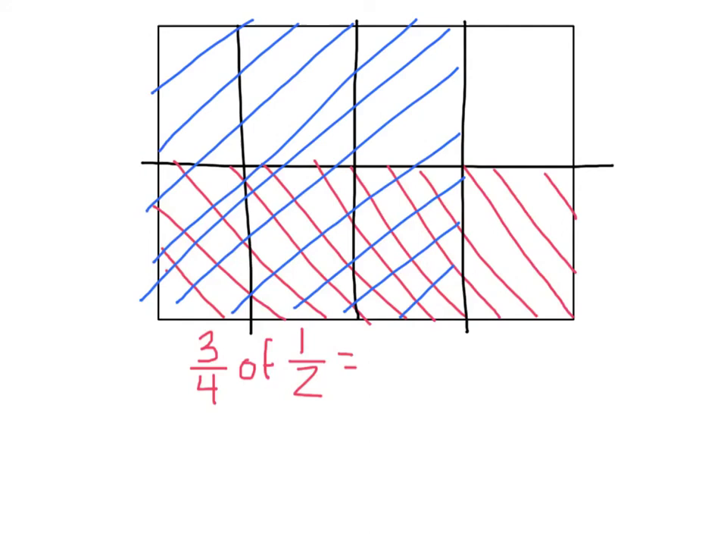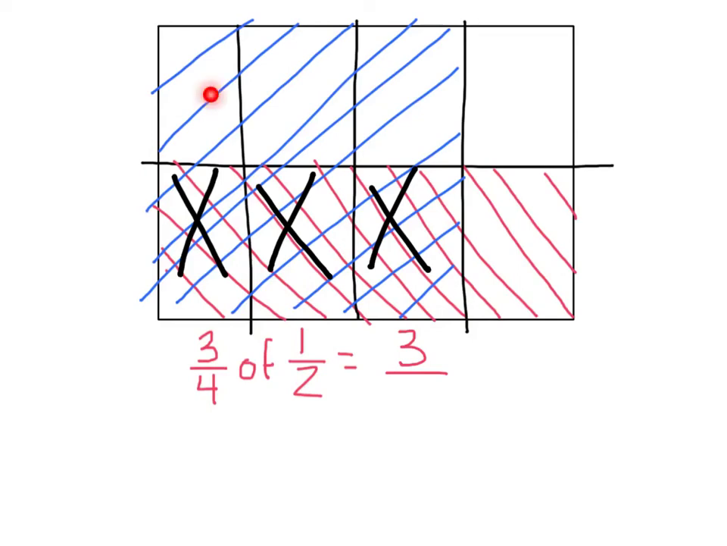well, I have to look at how many pieces do we have. Okay? This is where I've been putting the X in. So I'll put an X in the 1, 2, 3. And then we have 3. And I want to look at how many pieces are in the whole. 1, 2, 3, 4, 5, 6, 7, 8. So 3/4 of 1/2 is 3/8.